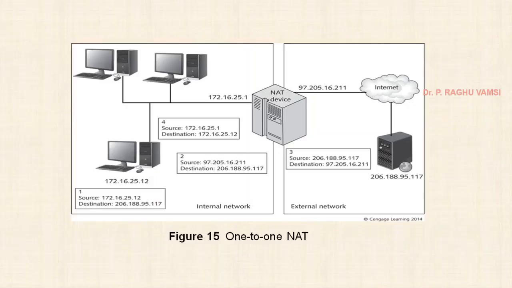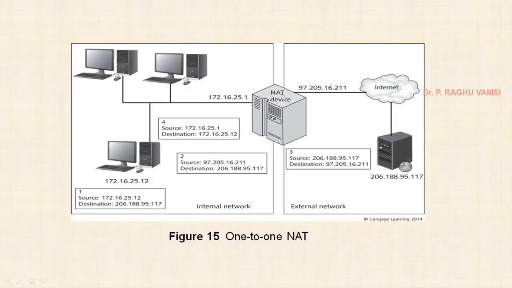So here is the example of one-to-one NAT. From the internet, we are going to get one public IP address here. First, the internal computer, which is on the 172 series, wants to communicate with 206.188.95, which is available on the internet. Then the request will go like this to the NAT device.